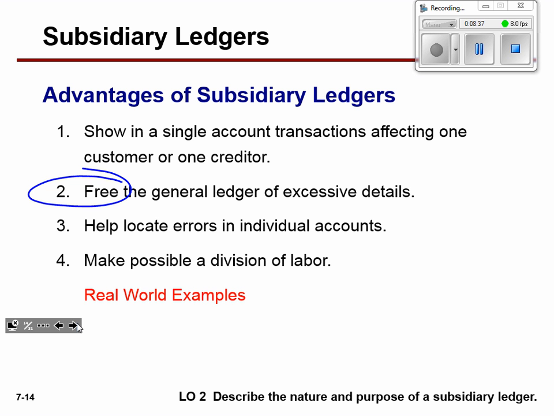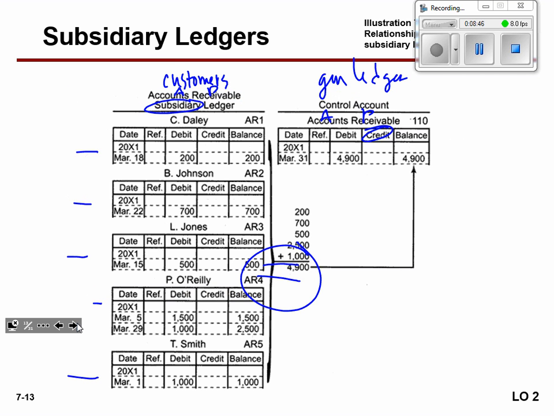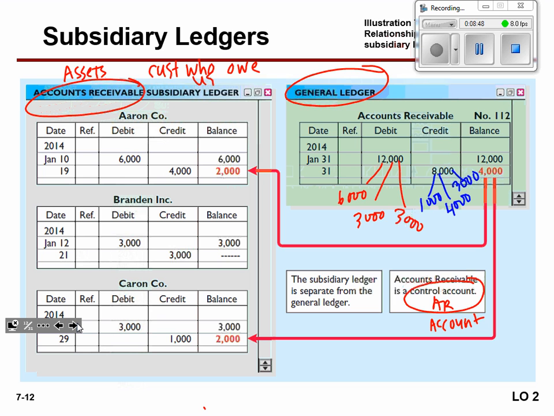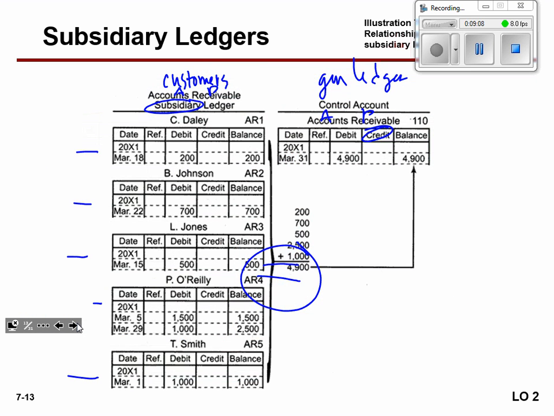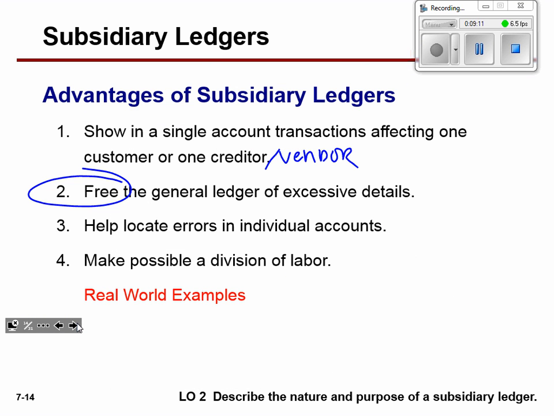It shows in a single account how one customer or one creditor or vendor is looking. So if I go back a couple slides, I can see that, holy moly, we've allowed customers to charge $12,000, but you know what? They've paid it down to $4,000. That's the big picture story. That's the control account story. But if someone wanted to say, well, where's Aaron stand? Well, I can see Aaron charged $6,000, paid $4,000 off, but still has a balance. So what that number 1 is talking about is if I want to go see a single customer, a single vendor, I can go look at it in its little account instead of wading through the control account.